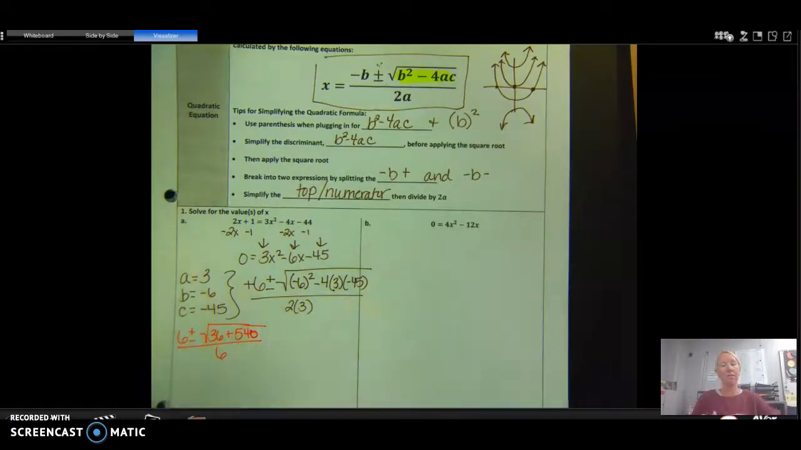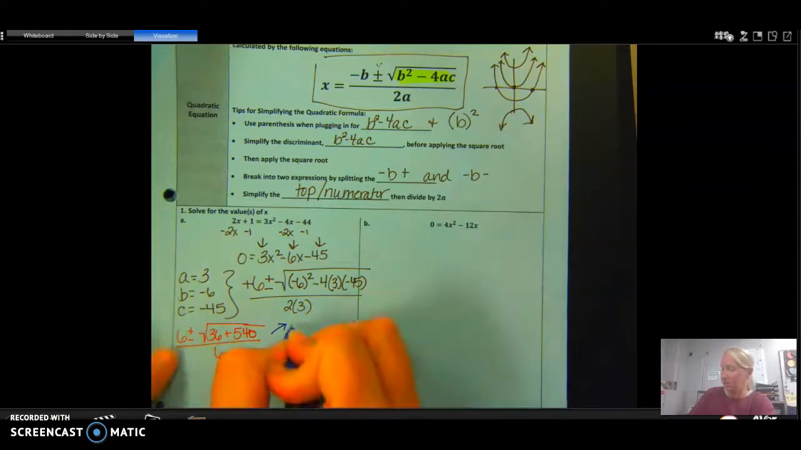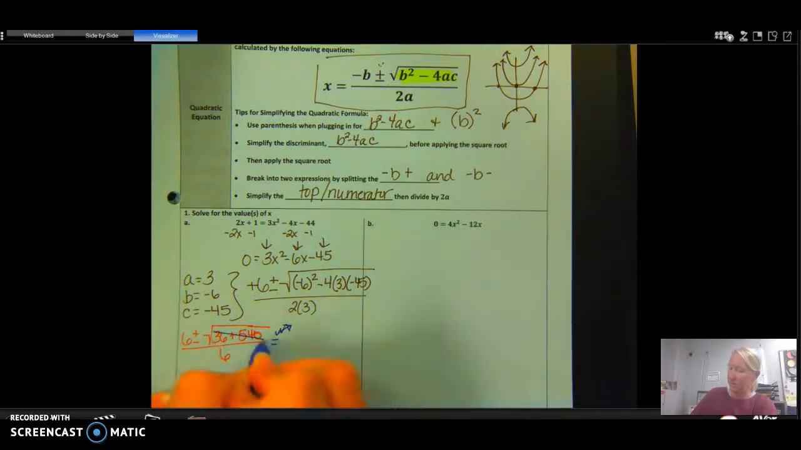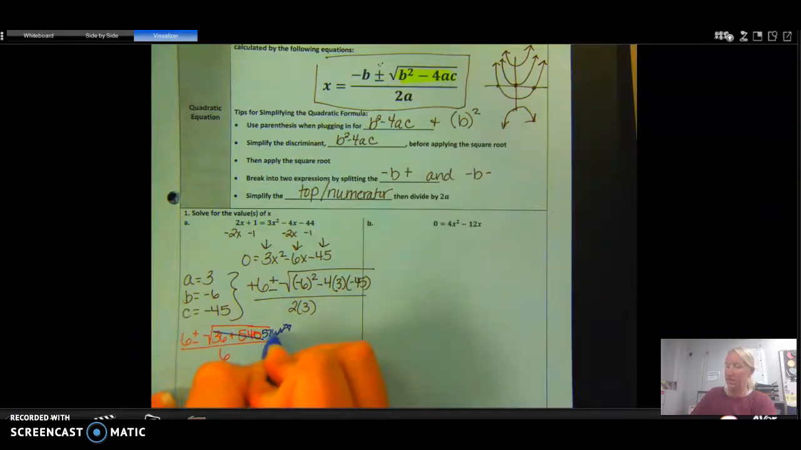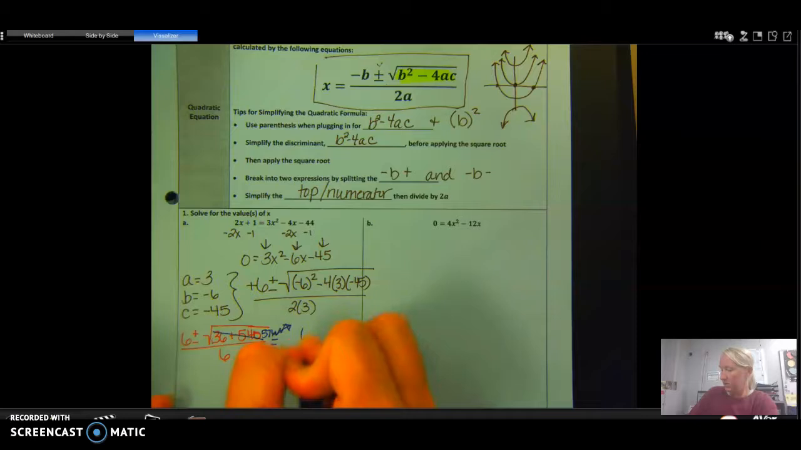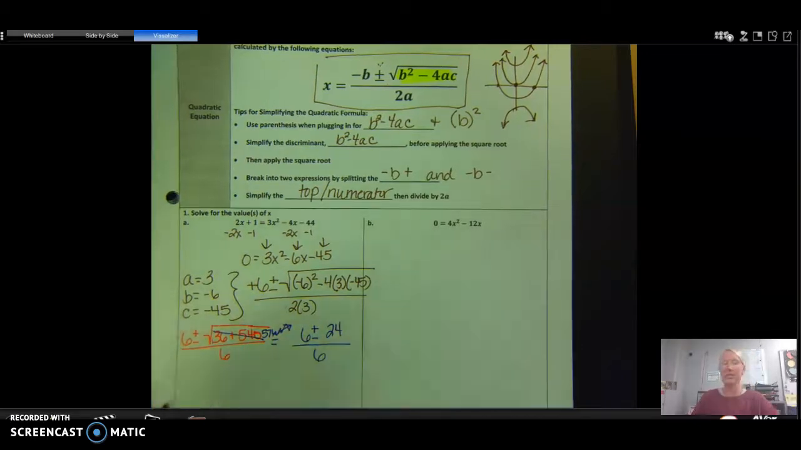This is where we have our two equations now. We have a positive or plus equation, so I do, oh, not yet, not yet. I'm ahead of myself. Now what I need to do is add 36 plus 540, so we get 576. And then I'm going to take the square root of that. The square root of 576 is 24. So I get 6 plus or minus 24 all over 6.